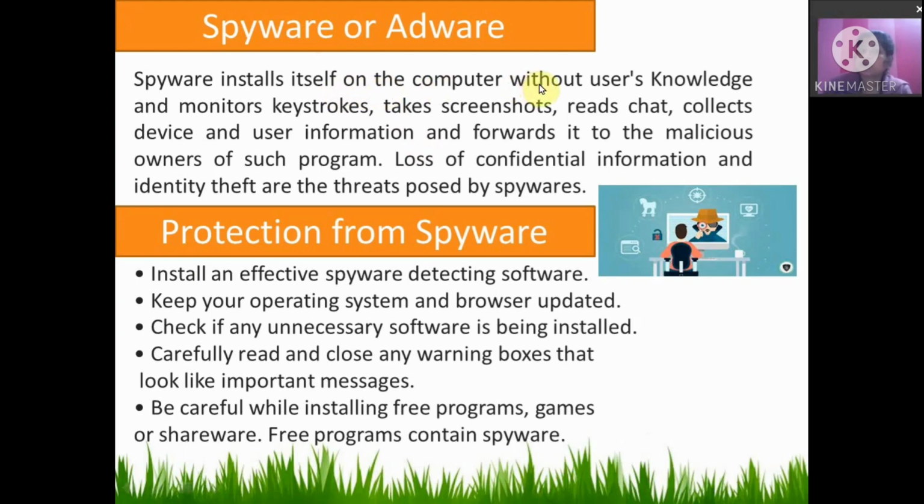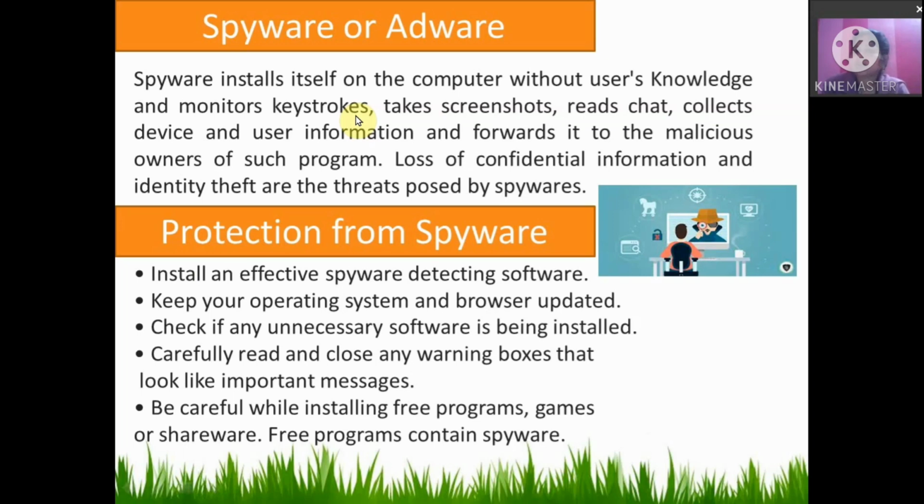Spyware installs itself in the computer without the user's knowledge and monitors keystrokes while giving a password. It will not be seen on the screen. Okay, it will be shown to you as asterisks or hash symbols or something else. So you will feel that you are safe, but your keystrokes will be recorded. Okay, and it takes screenshots whenever you have given a message. That screenshot will be automatically taken. It reads chats, collects device and user information and forwards it to the malicious owner of such a program. That means the person who has sent this spyware and installed it in your computer.